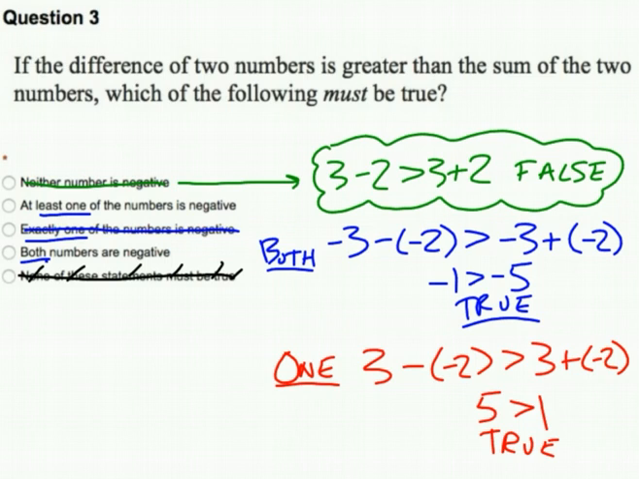Then I move on to at least 1, meaning that one of them could be, or both could be. So I try 1, in this case again, I tried 3 and -2, and it came out to be true again.